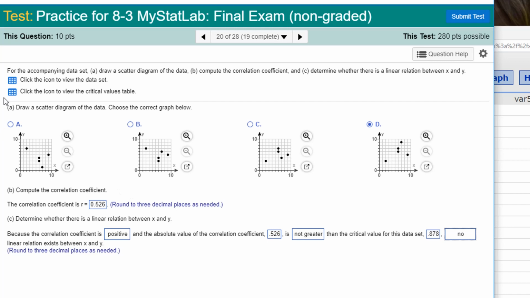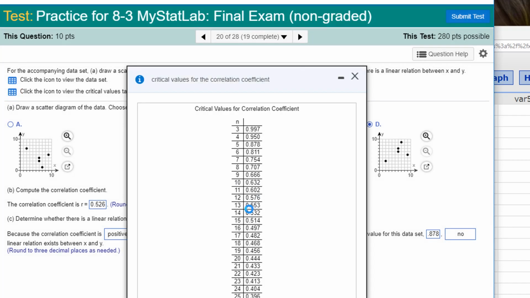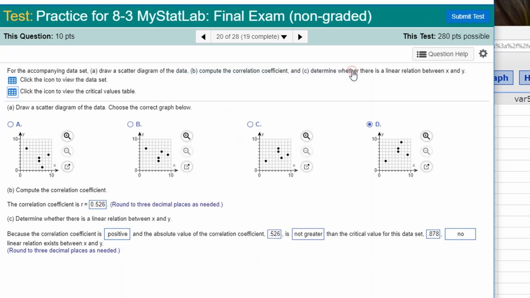But anyway, if you don't trust me, 0.878, it's right there. Did you trust me? Well, I was telling the truth. But that's it. So the correlation coefficient 0.526 was positive. Absolute value doesn't change. Same thing. It was not greater than this critical value, so you can conclude there is no real linear relation, they say.